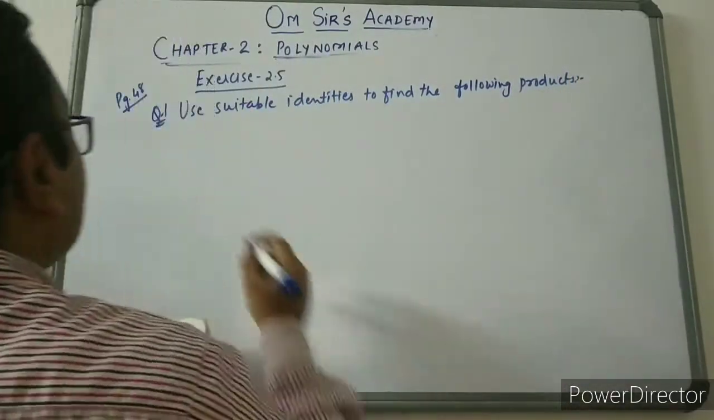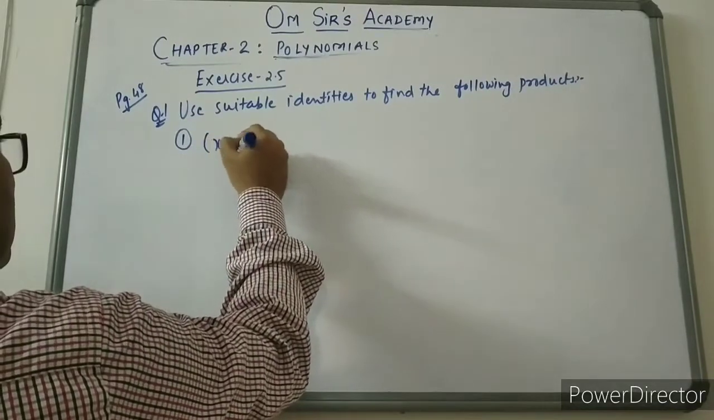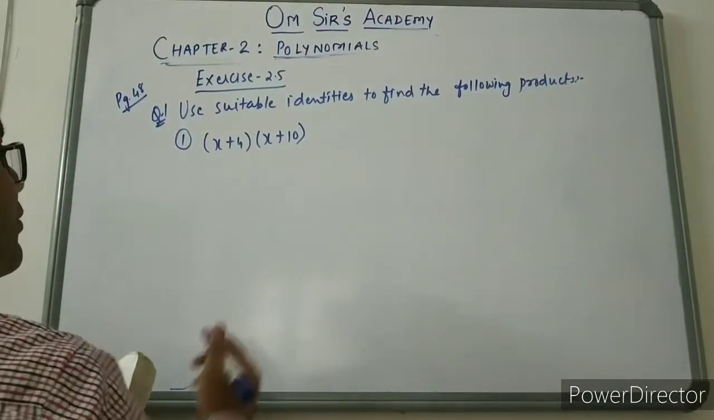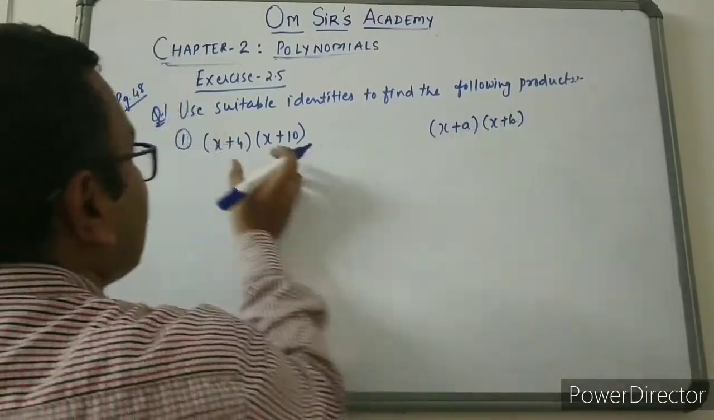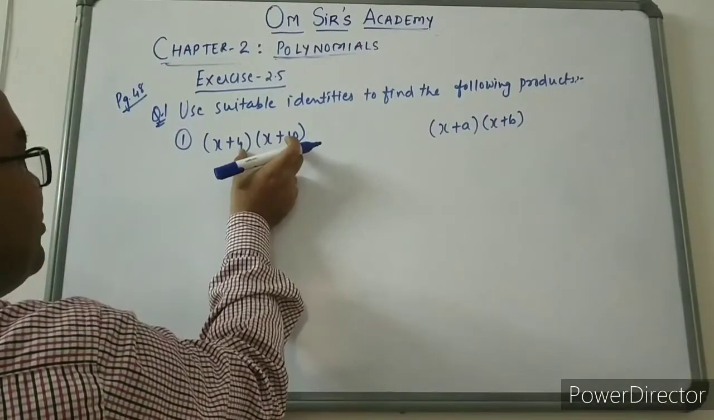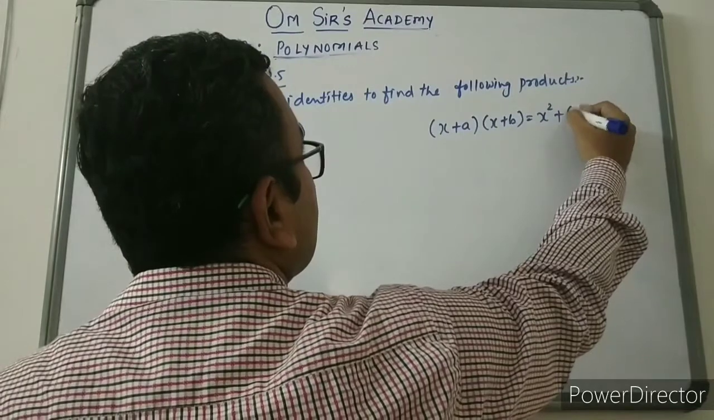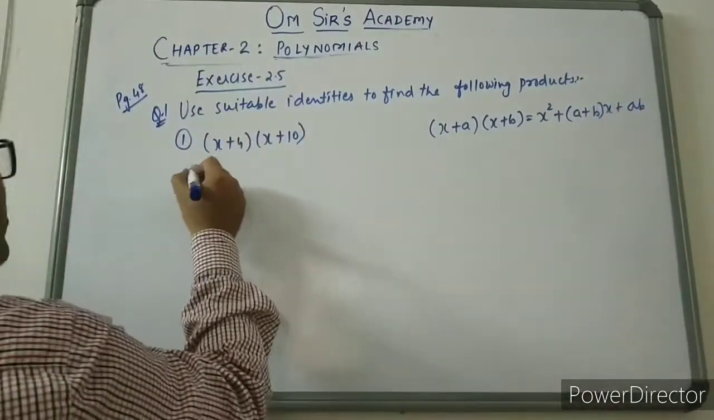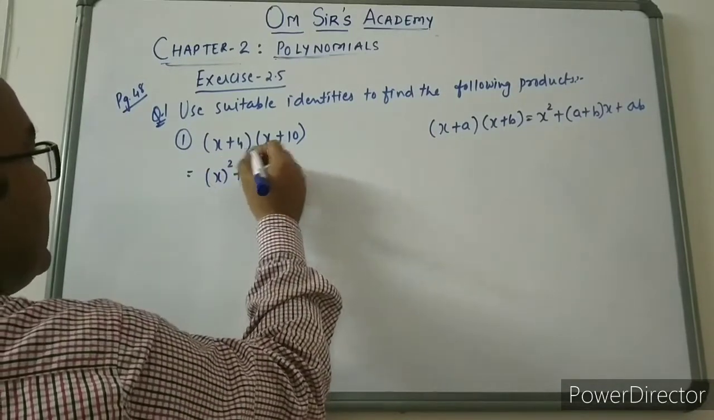Okay. So what is the first sum of this? (x + 4)(x + 10). So friends, which identity is it? (x + a)(x + b). In this, x remains the same and a and b are different. So what is the solution of this? x² + (a + b)x + ab. So the solution of this is x squared plus (a + b).